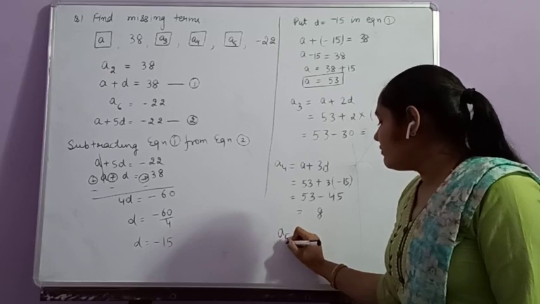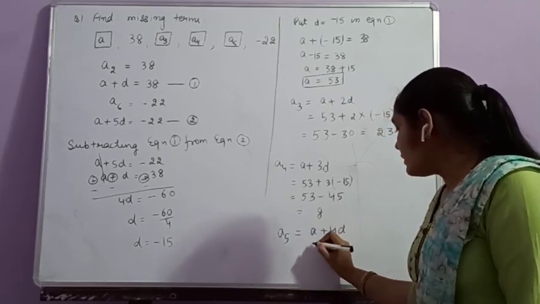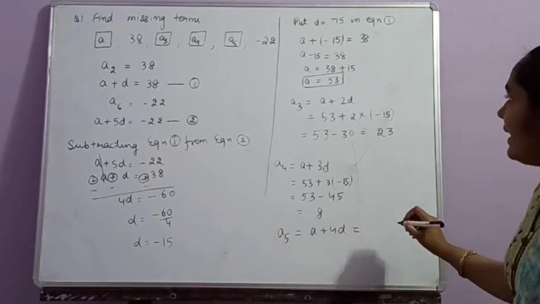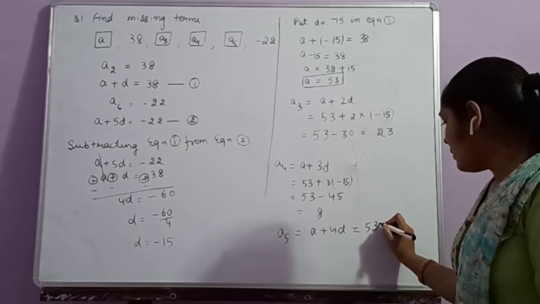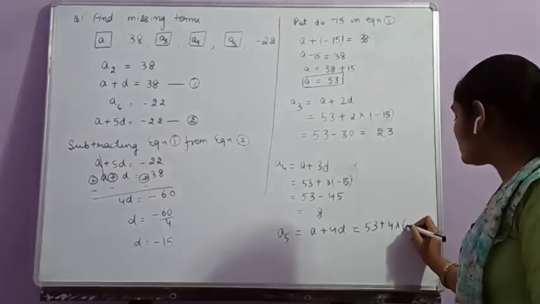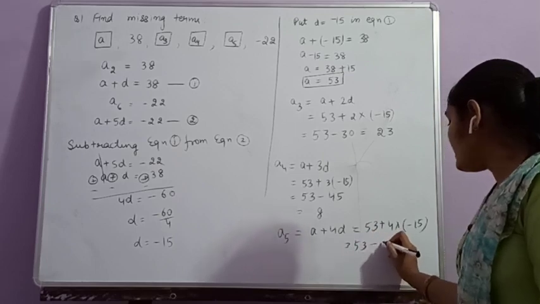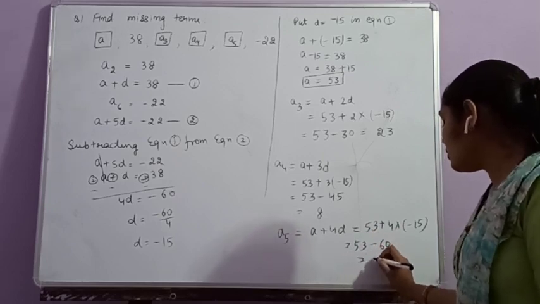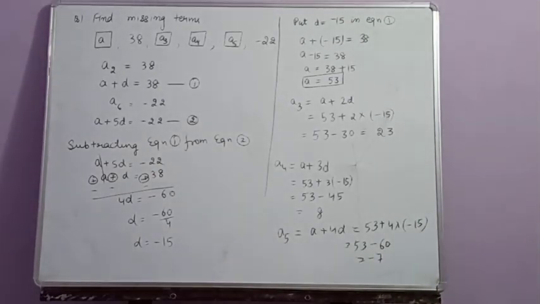Now A5 is equal to A plus 4D. That is equal to, A is 53 plus 4 into D, which is minus 15. 53 minus 60, that is equal to minus 7. Clear?